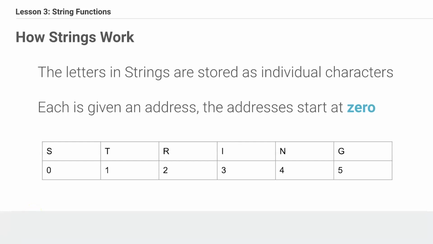So how do strings actually work in Java? Behind the scenes, when you're working with a string, the letters in that string are stored as individual characters. So that means that Java has actually created a space in memory to hold each individual character of that word and put them in order.